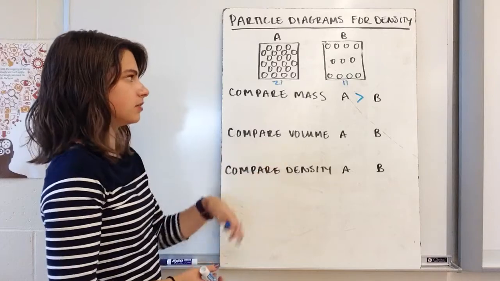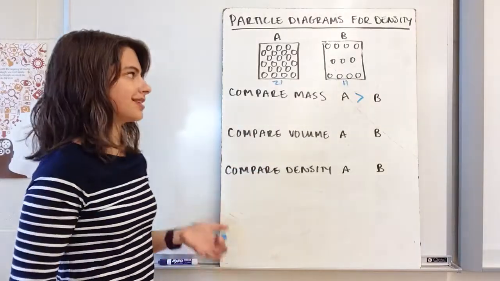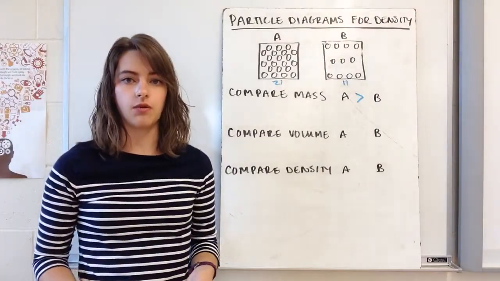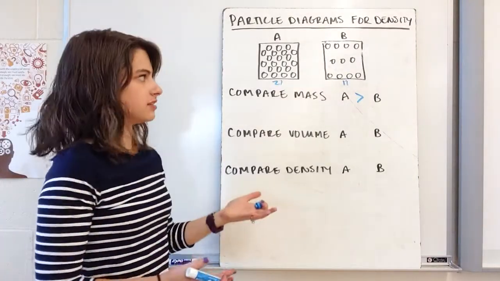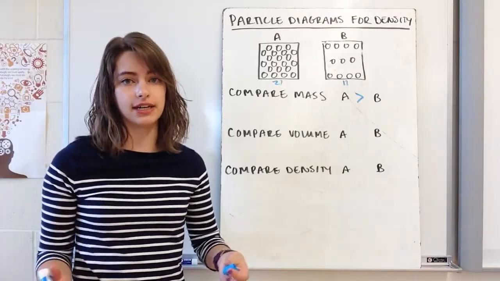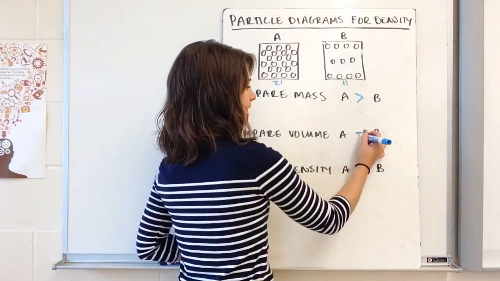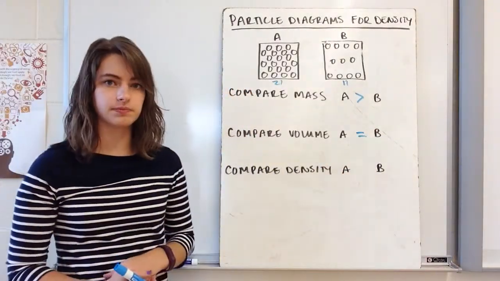So let's compare the volume of these two. Volume is the amount of space it occupies, so we're looking at the size of the boxes. What do we know about the size of boxes? Well, without getting a ruler out to actually measure the dimensions, those boxes look to be about the same size. So we're going to say they have equal volume.